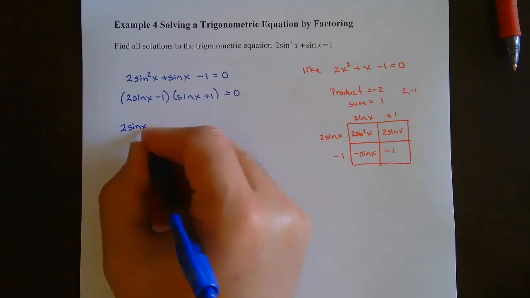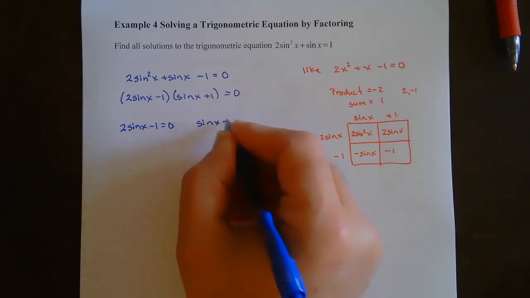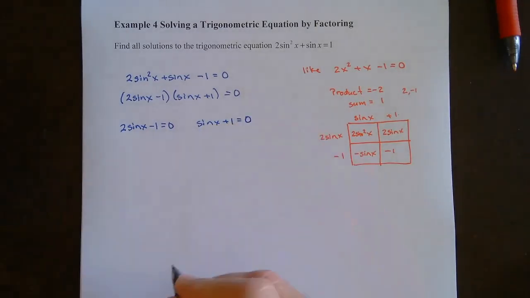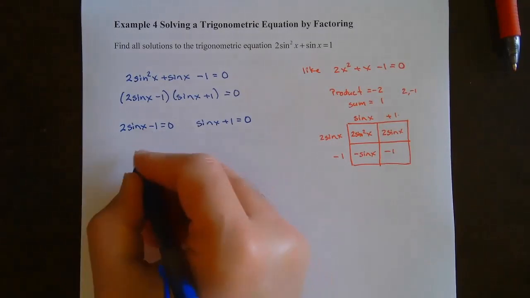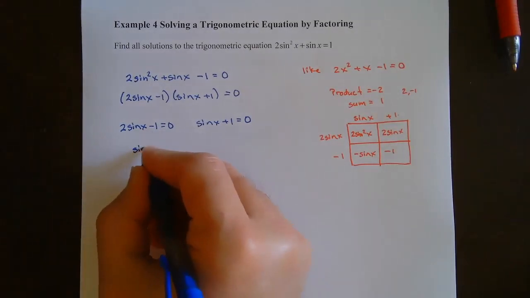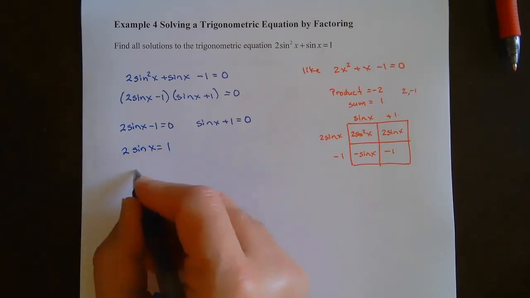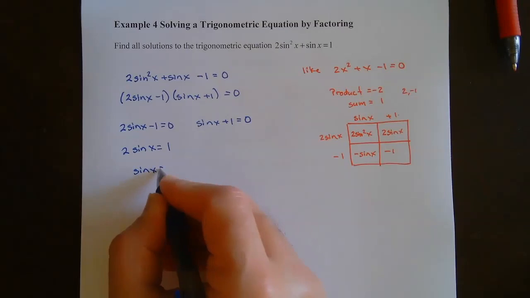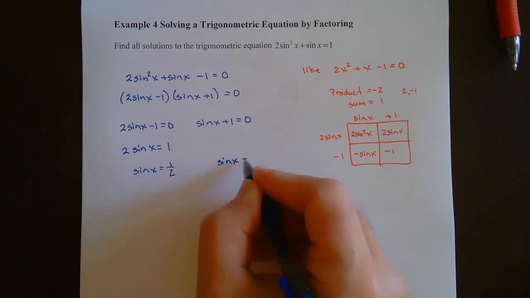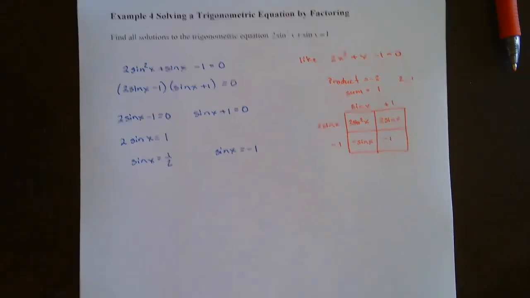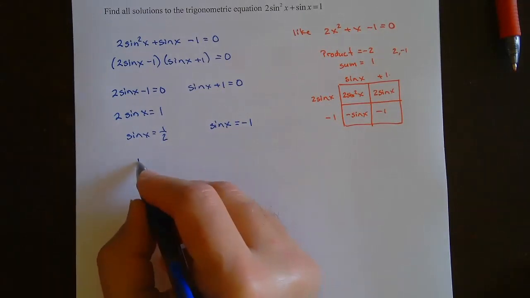So 2 sine x minus 1 is equal to 0, or sine x plus 1 is equal to 0. Solving both of these for sine x, we'd have to add 1 and divide by 2. Let's just go through and do it. So 2 sine x is equal to 1, which would mean sine x is equal to 1/2. Over here, sine x is equal to -1. And now, where would this happen?